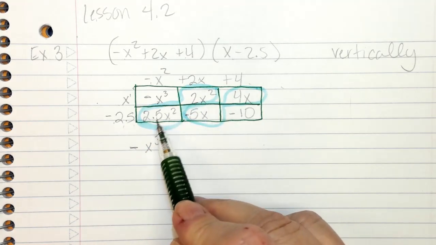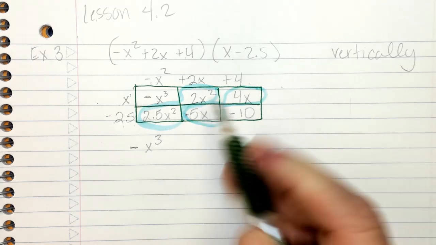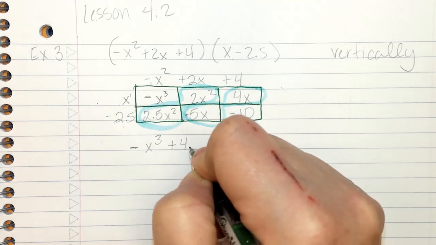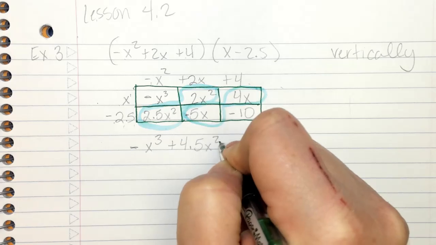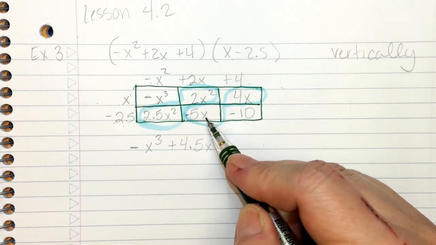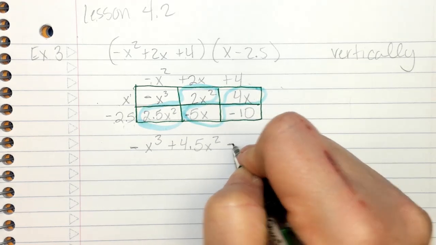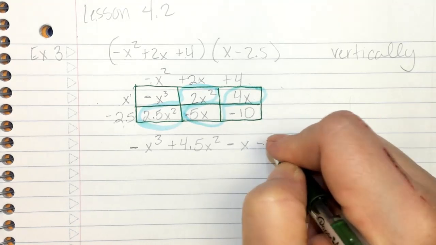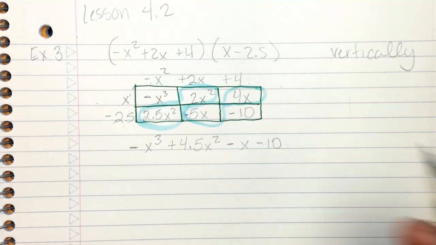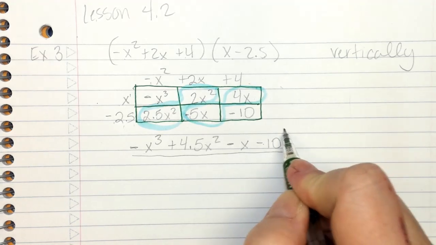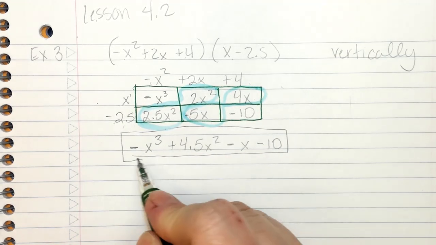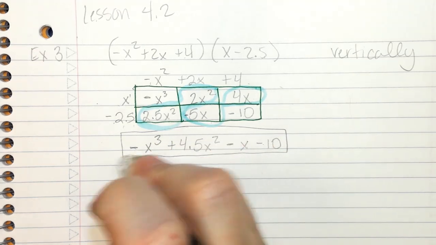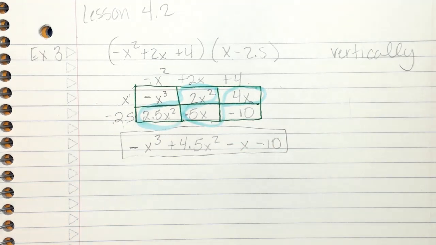And then I have 2.5 and 2, so that becomes positive 4.5x squared. And then I have negative 5 and a positive 4x, so that just becomes negative 1x or negative x. And then nothing to combine my constant with. And so this would be my answer. All right, all you have to do is make sure all your like terms are combined, and then you're good to go. So that is the vertical method, aka the box method.